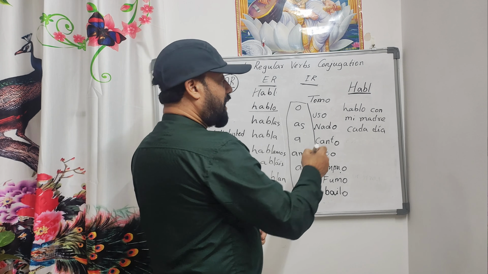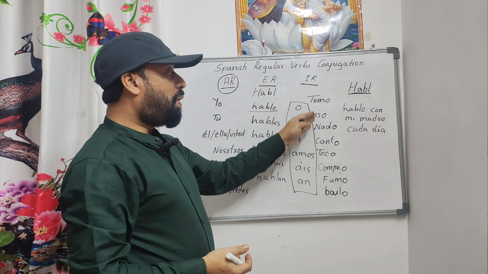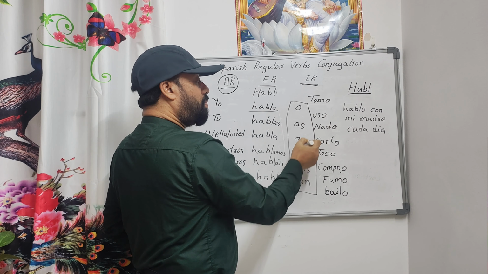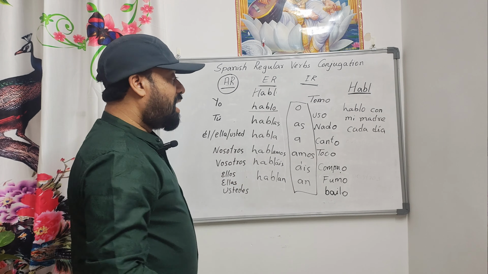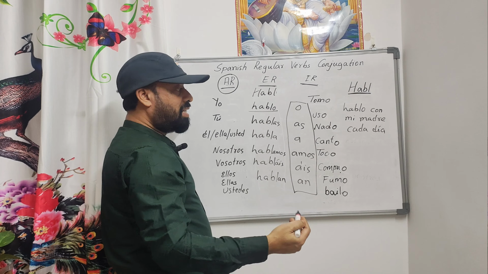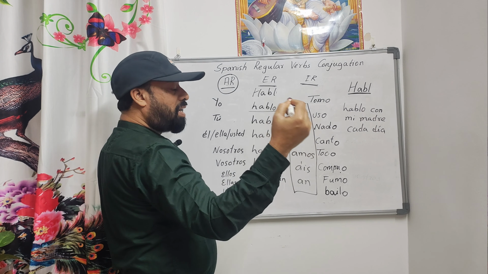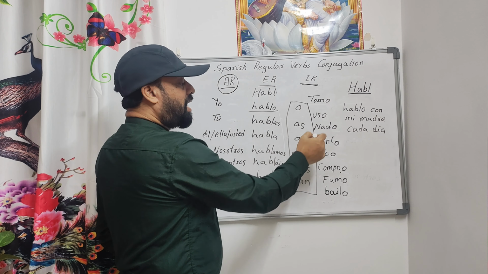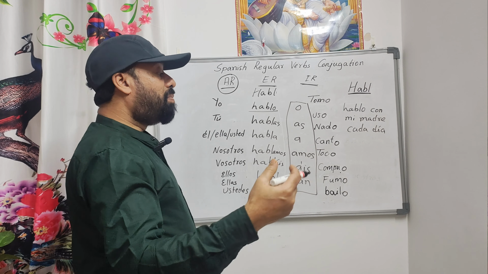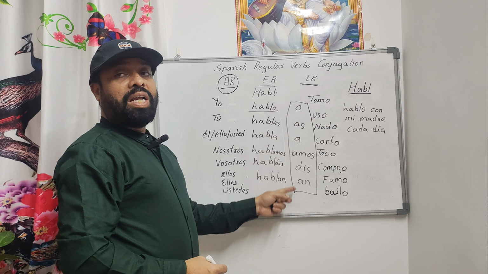These are the verbs you can practice yourself. I have given one, then you can use it for all, like tomo, tomas, toma, tomamos, tomáis, toman. Done. Now similarly, uso, usas, usa, usamos, usáis, usan. Done. Similarly, nado, I swim. Nadas, you swim. Nada, he swims, she swims, you swim formally. Nadamos means we swim. Nadáis is you all swim. Nadan means they swim, male or female, and you all swim. So similarly for all, you're going to use that.